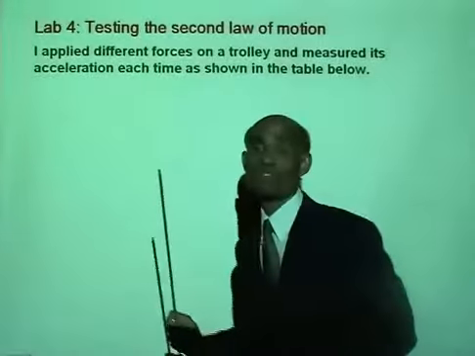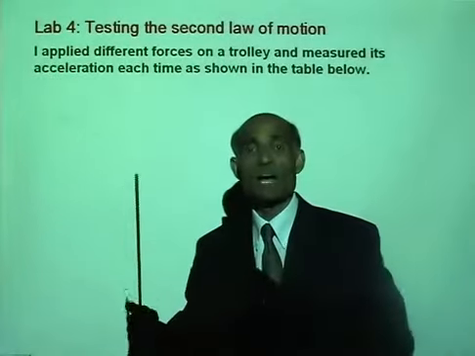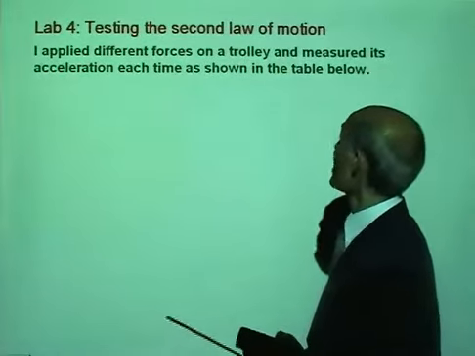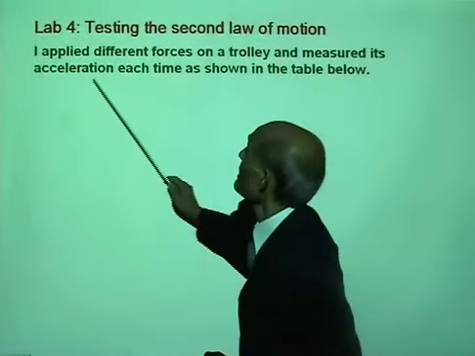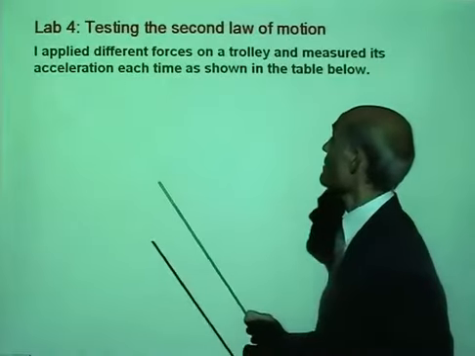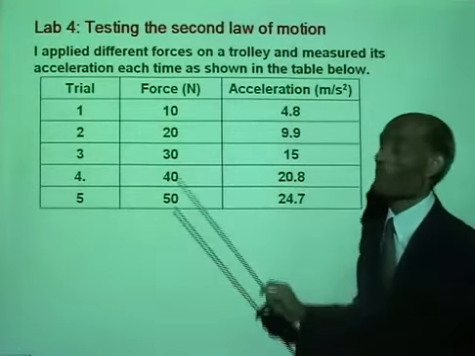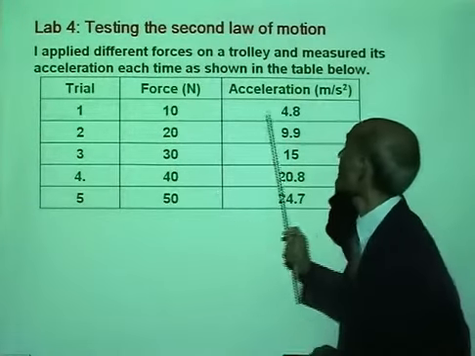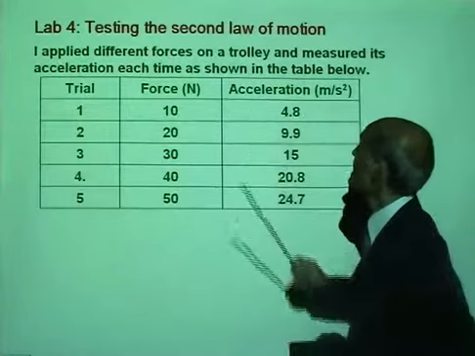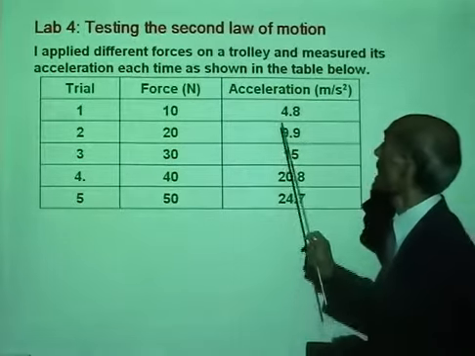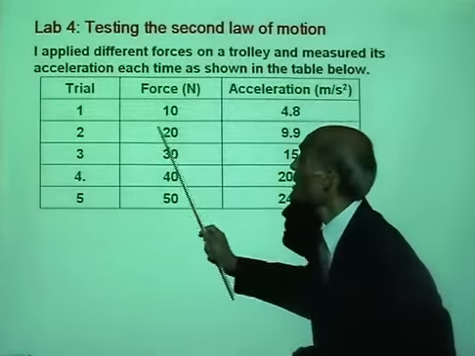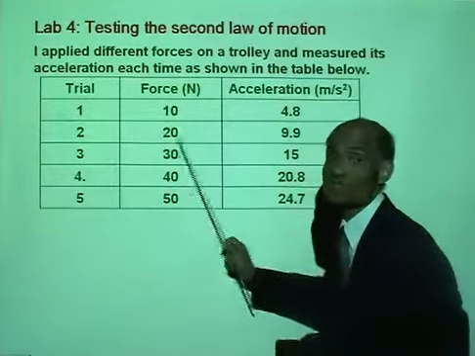Okay. Now I applied different forces, so I did this experiment. I'm going to give you those values. I applied different forces on a trolley and measured its acceleration each time, and I got this table. In trial 1, I applied a force of 10 Newton and I calculated the acceleration of the trolley as 4.8 meter per second squared.